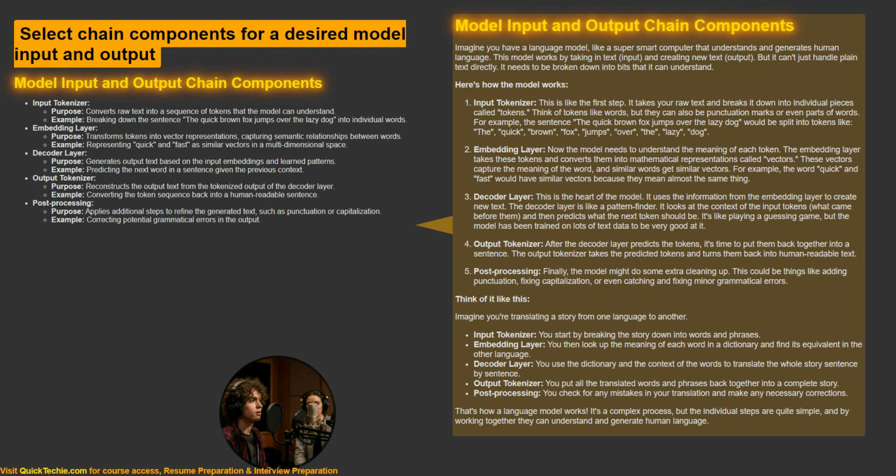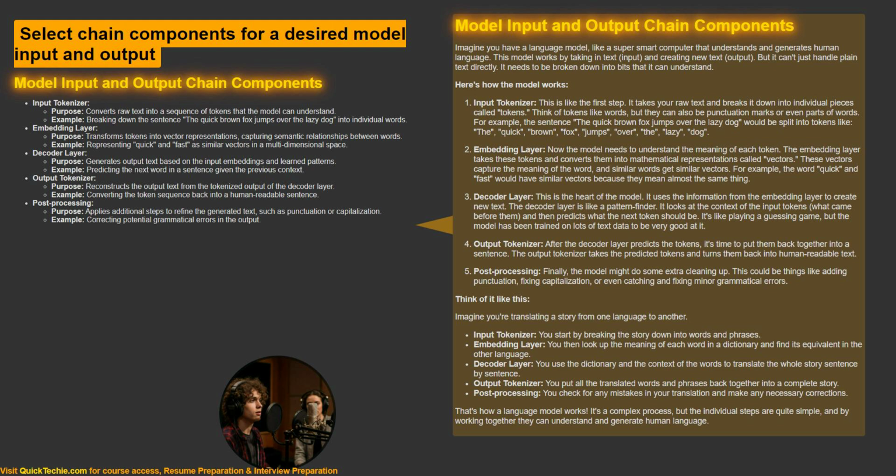Think of it like this. Imagine you are translating a story from one language to another. Input tokenizer. You start by breaking the story down into words and phrases. Embedding layer. You then look up the meaning of each word in a dictionary and find its equivalent in the other language. Decoder layer. You use the dictionary and the context of the words to translate the whole story sentence by sentence. Output tokenizer. You put all the translated words and phrases back together into a complete story. Post-processing. You check for any mistakes in your translation and make any necessary corrections.